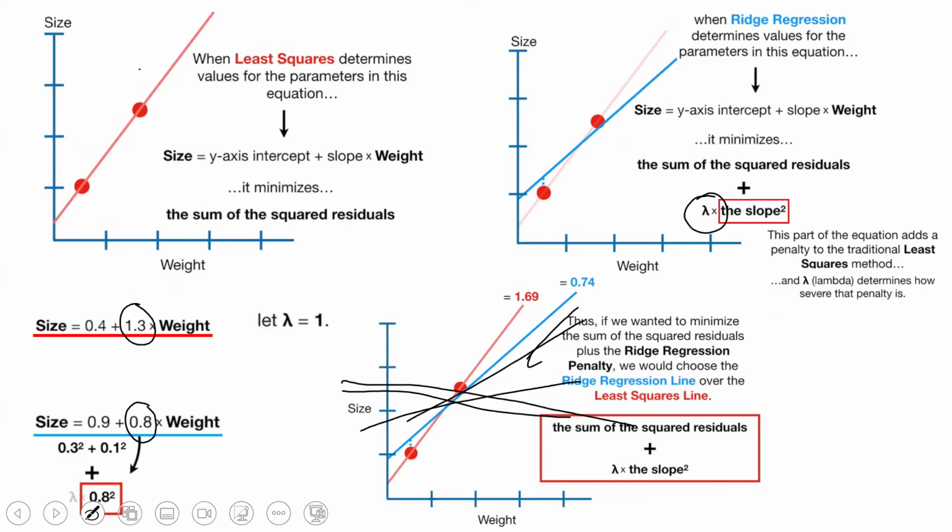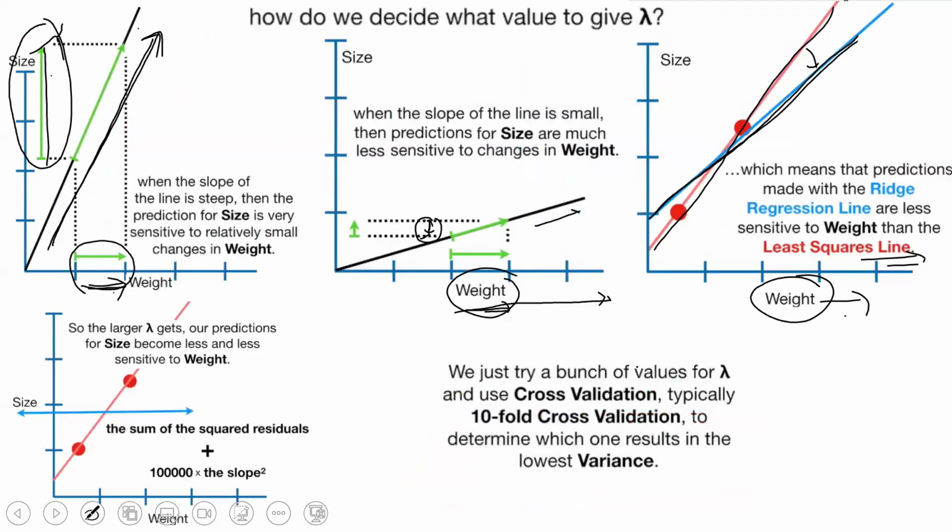Okay, so if this is lambda equal to 1, when lambda is set to 2, the slope will further decrease. When lambda is set to 3, the slope will further decrease. And now, what would be the ideal value? How to get the ideal value for lambda? Okay, so the larger lambda gets, our predictions of size become less and less sensitive to weight. That means it's always coming down to be like the mean.